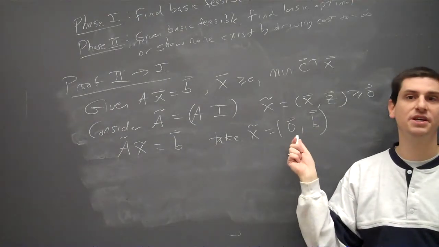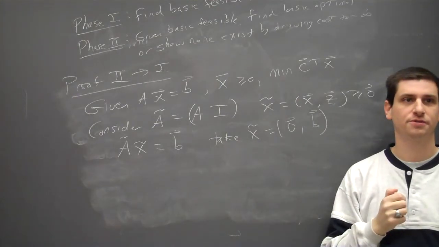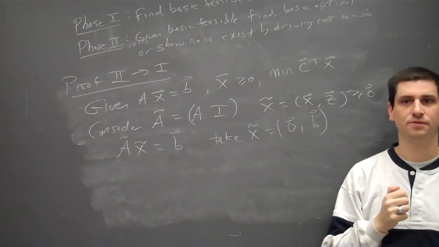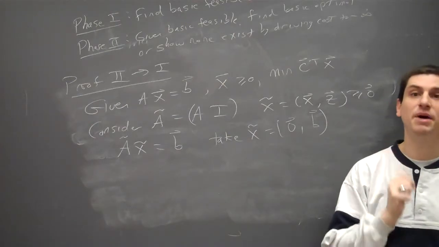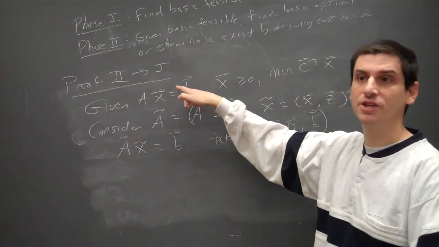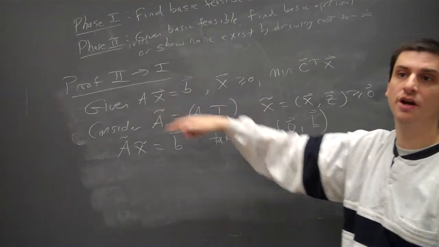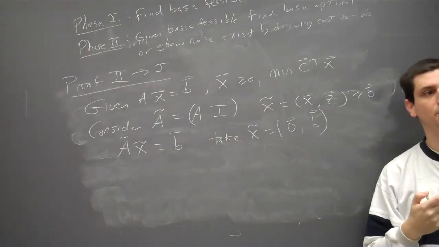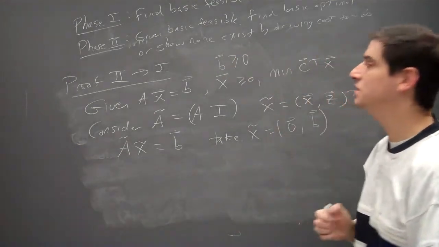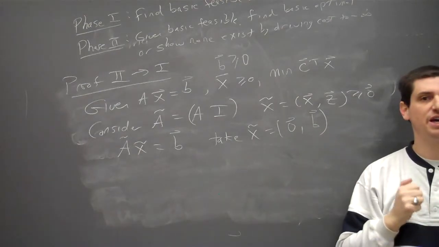Now, this may not be a feasible solution. What could prevent this from being a feasible solution? b might not be greater than or equal to 0. So when we're doing our problem, if b has a component that's not greater than or equal to 0, well, I can just adjust the corresponding row of A by multiplying through by -1. I can assume b is greater than or equal to 0, and I can put it back in canonical form. So in fact, without loss of generality, I can assume b is greater than or equal to 0 as well. And now, this will give me a feasible solution.